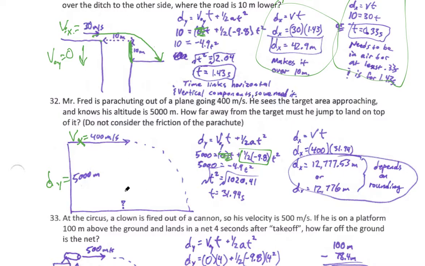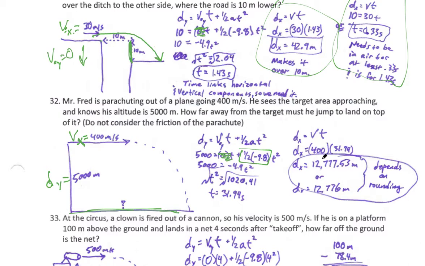All right, well, if I want to know how far he's actually going to go in that 31.94 seconds, I'm dealing with, for how far, an x component. So dx equals v times t. I've got my velocity, I've got my time. So then from there, multiply them out.